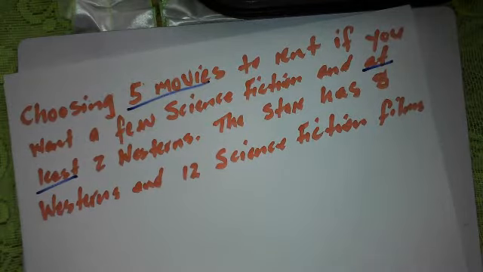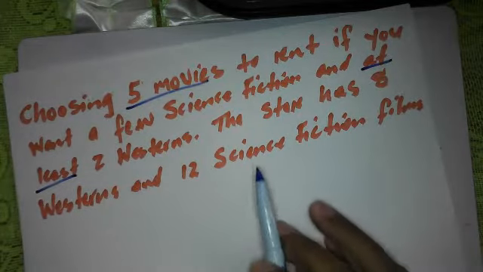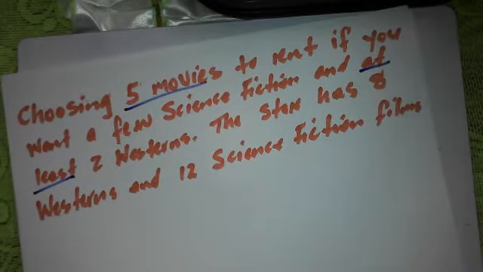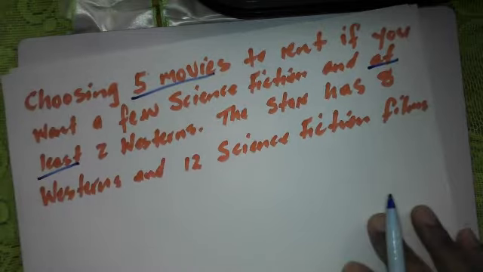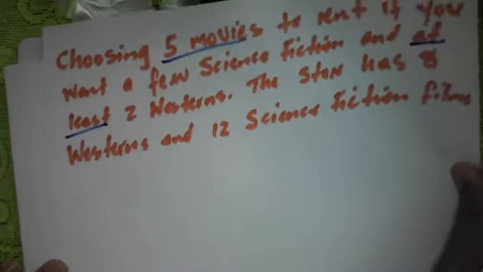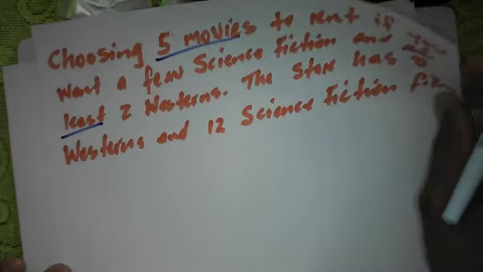could be 2 western, which is the lowest number of western in the set, and 3 science fiction, that would still give you 5, or 3 western and 2 science fiction, that would still give you 5, or 4 western and 1 science fiction, that would still give you 5, or 5 western and 0 science fiction. Okay, so let's move into it. So that is why it's a combination, because the order doesn't matter.